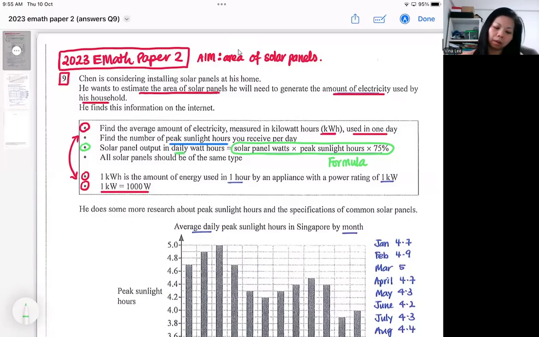And then another assumption is all the solar panels must be the same type. That means I cannot be mixing this type and another type. So I must just decide on one. It's something like the aircon in your house. Everything must be the same brand, same setting. It cannot be like your room is using a bigger aircon and another room is using a different type of aircon. So that is the same idea here.